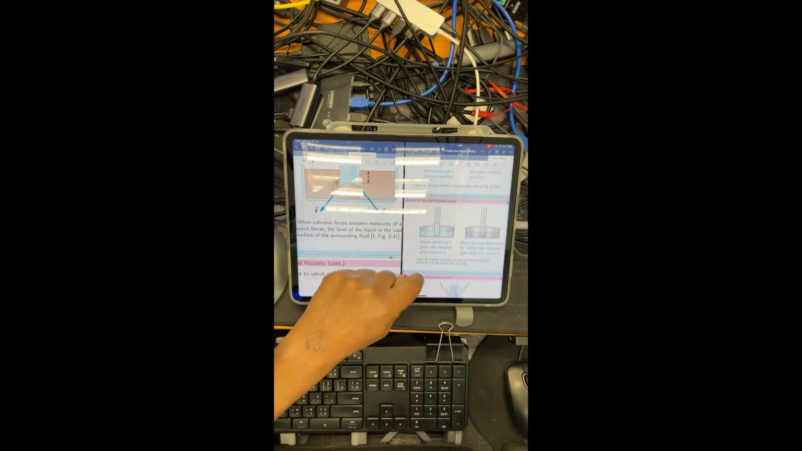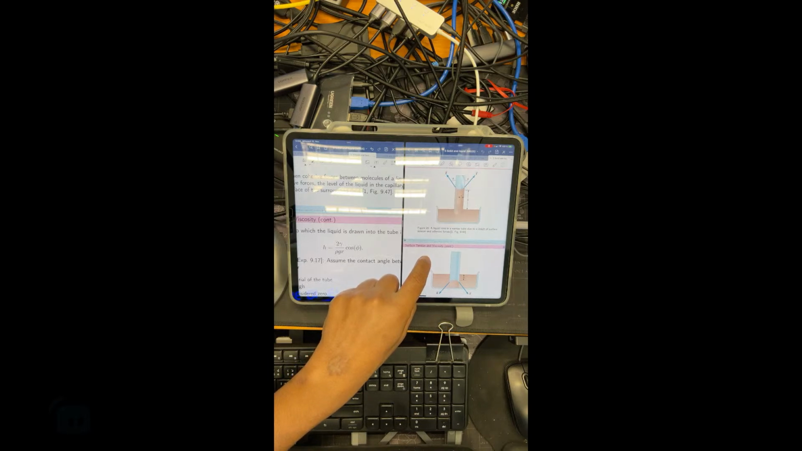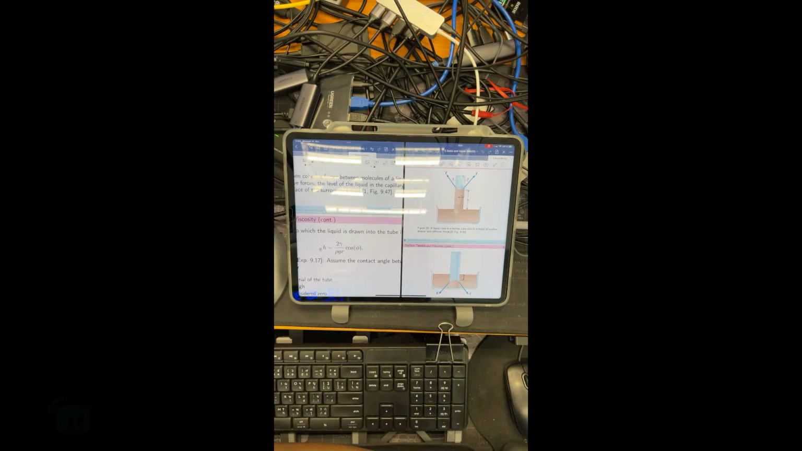The height that you can see in this figure can be expressed in a mathematical way like this. Whether it's the water case or the mercury case, we would have the same formula. H is equal to 2 gamma over rho g r cosine phi. Gamma is the surface tension, so you need to know what type of liquid it is. And rho is the density, in kilogram per cubic meter, meter to the power of 3.